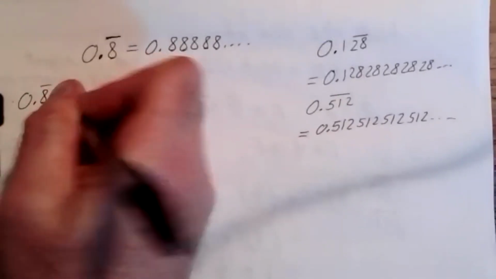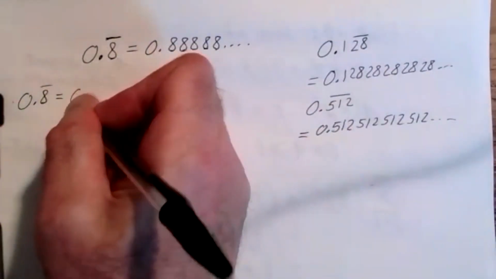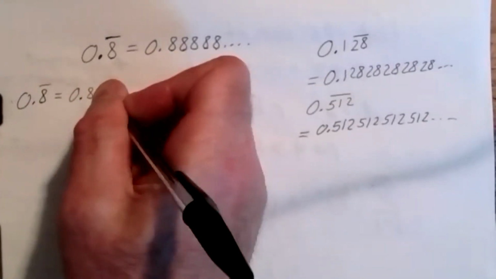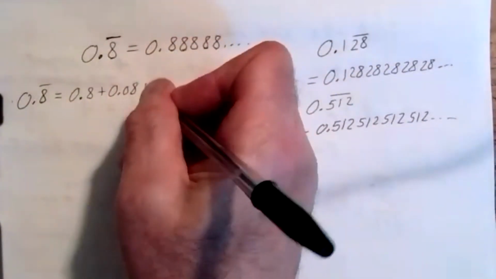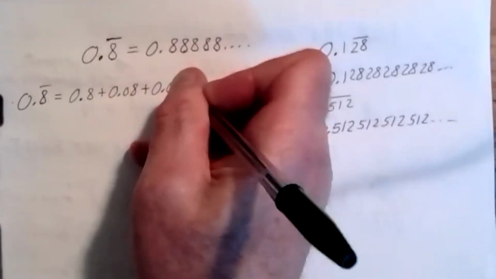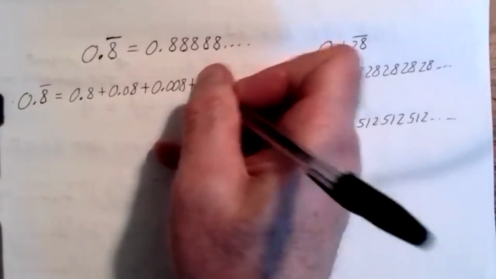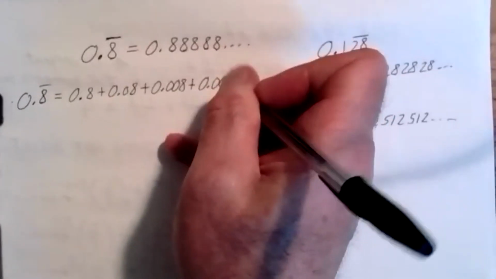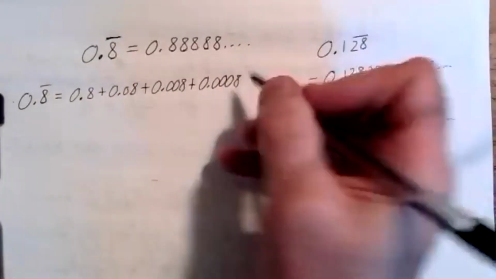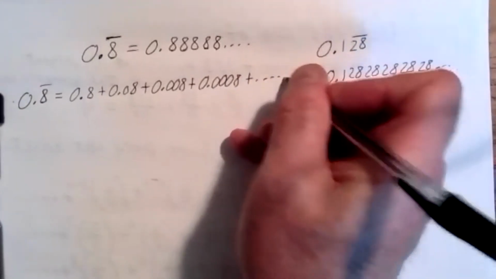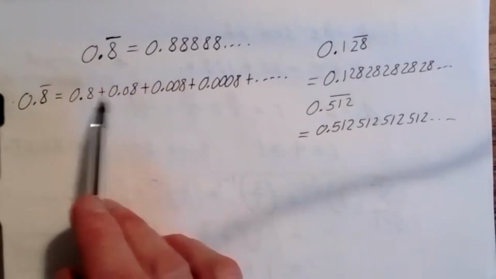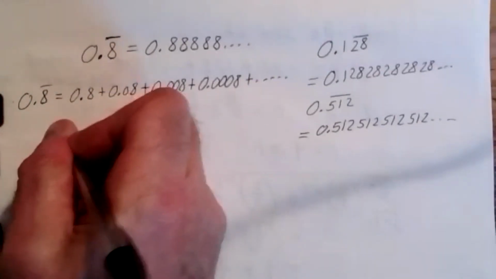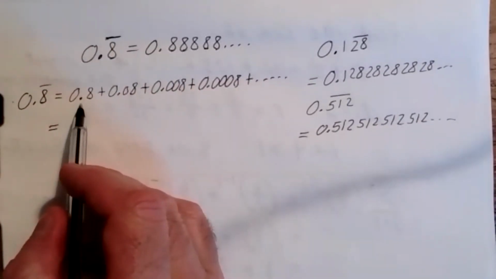Do you agree this repeating decimal, where 8 repeats forever, could be written as 0.8 plus 0.08 plus 0.008 plus 0.0008. Is this making any sense, ladies and gentlemen? You see that there? Interesting, huh?